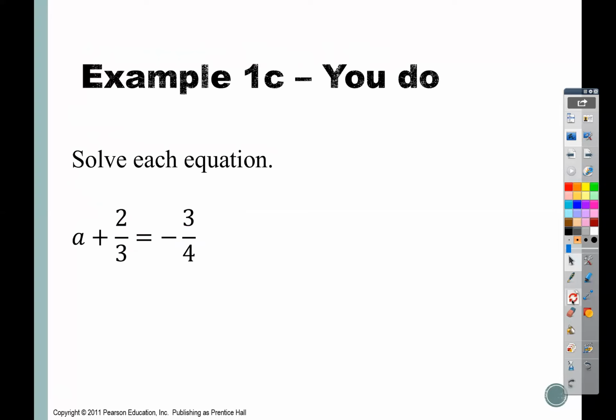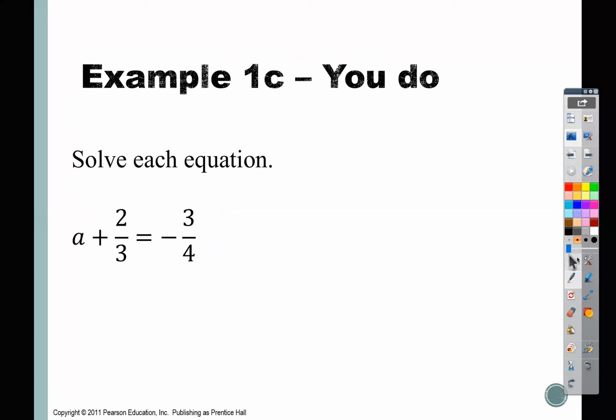Okay, now you're going to do this one. I know it deals with fractions, but I have confidence that you can do it. Go ahead and pause and try to work it out.